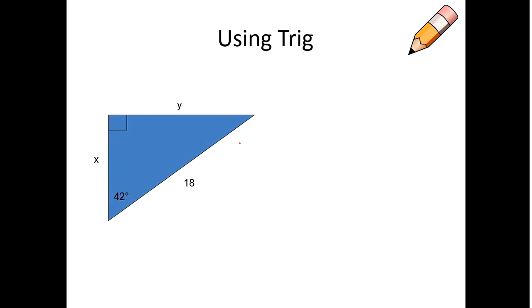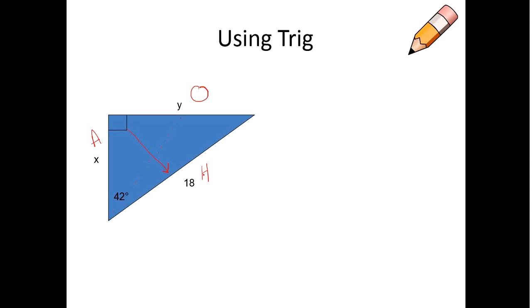So let's actually use some trig here. So I got an angle of 42 degrees, I have an x, a y, and 18. What I always do is I like to find who's the opposite side, who's the adjacent side, and who's the hypotenuse. So the opposite side, remember guys, is the one that you have to walk the entire triangle across to get to from the angle. So this is going to be my opposite side. Adjacent side's over here. Hypotenuse is across from the right angle.